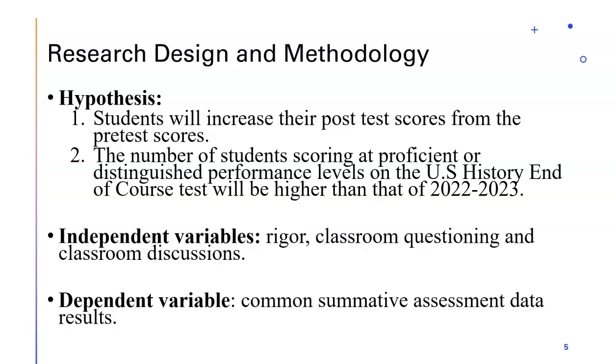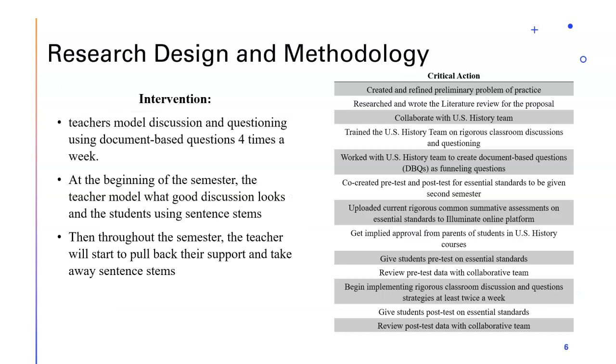This study examines 4 key definitions: rigor, questioning, discussions, and common summative assessments. Rigor entails students applying both old and new knowledge to challenging topics. Classroom discussions, facilitated by the teacher, are integral for promoting rigor. These discussions involve students engaging with peers, guided by focusing and funneling questions. Common summative assessments measure proficiency growth, comparing pre-assessment data from January to post-assessment data in May.